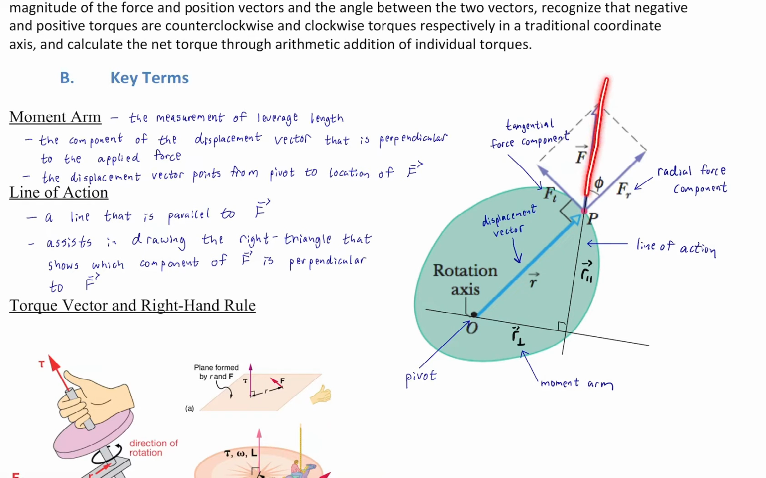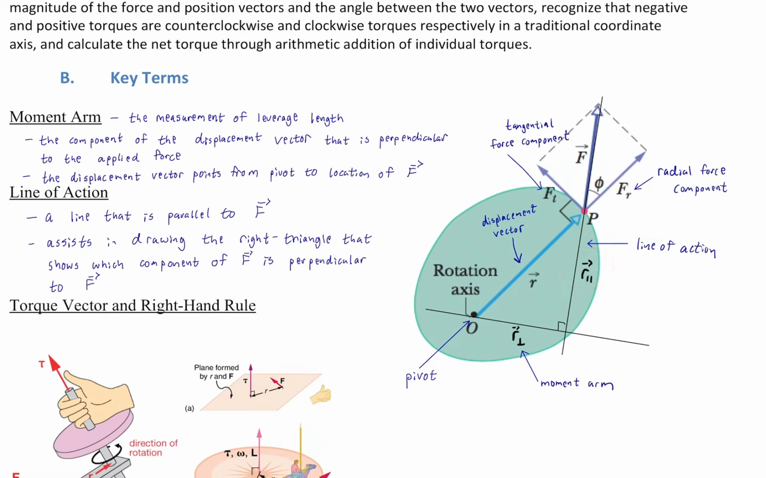Here's the aforementioned line of action, right? It just runs parallel to the force vector. And look what it does. If you draw that line and then form a right triangle, you're going to get a component of R that is perpendicular to F, and another component of R that is parallel to F. And that's what's showing up here.